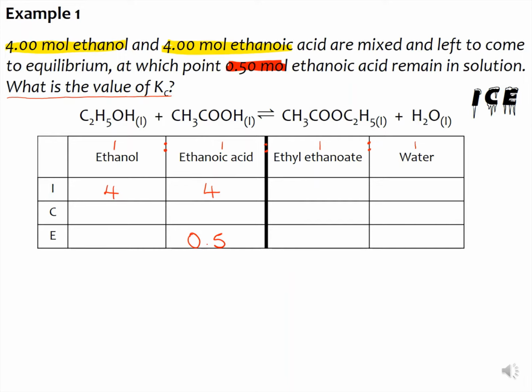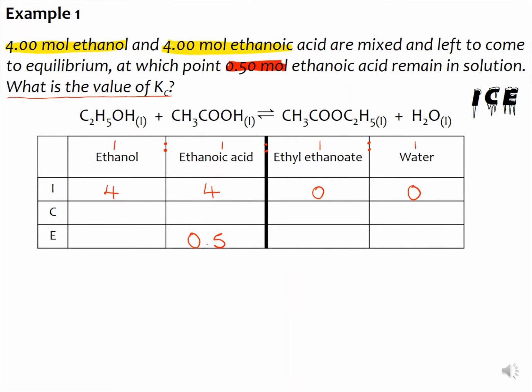Now that's all of the data from the table, but we can deduce some of the others. The reactants are mixed together. At the very start, when we have 4 moles of ethanol and 4 moles of ethanoic acid, we will have 0 moles of the products at the very beginning of the reaction. So we can put 0 for ethyl ethanoate and water for the initial moles, because there's none of that at the start.